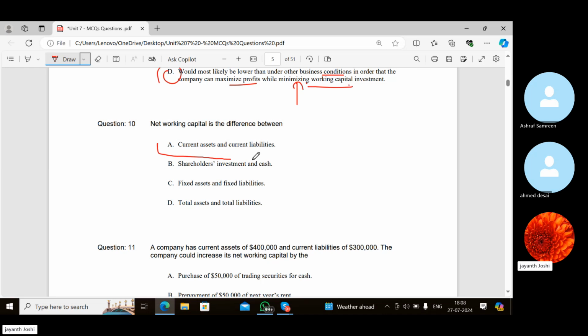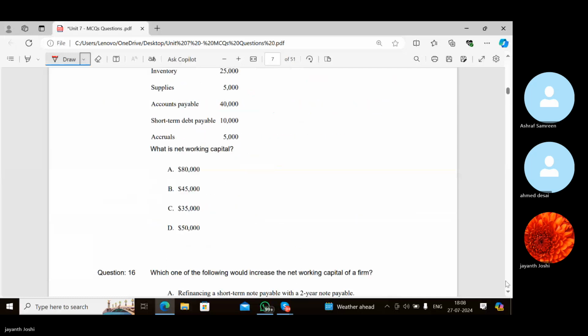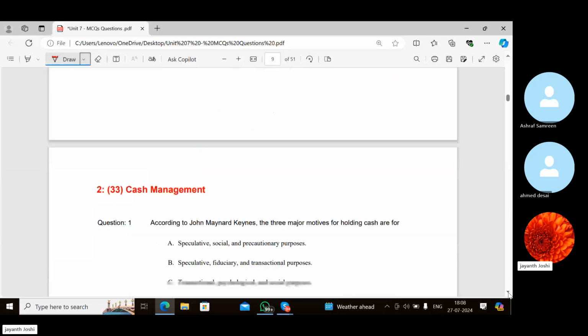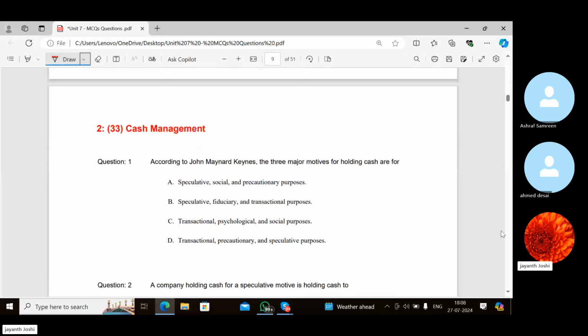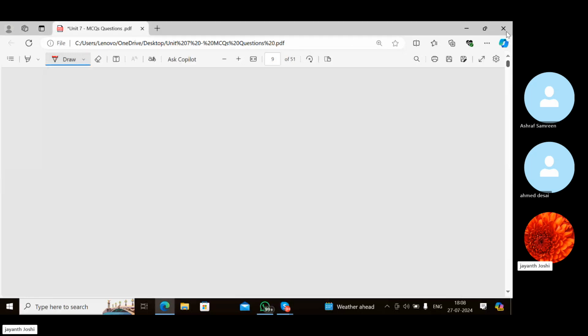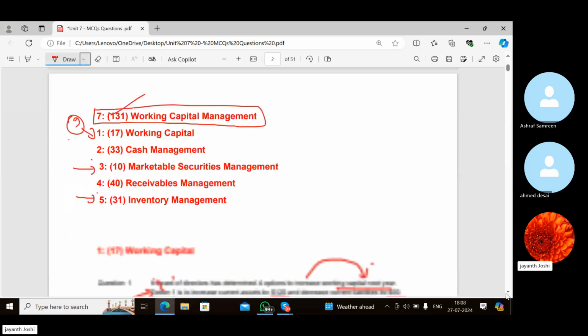My God, why do they give such kind of questions? I really don't understand. Okay. Rest of the questions you can practice. You can do. Let's go for another section. Okay, cash management. Shall we go for this? Okay. No, we decided which sections today. Working capital is done. We'll do marketable securities management. 5 questions.